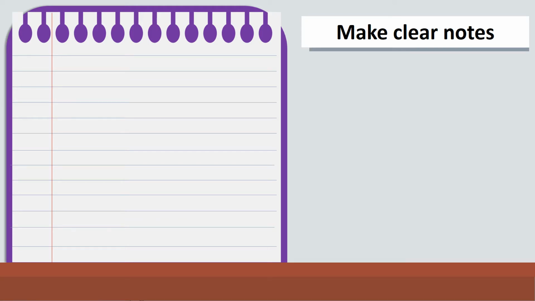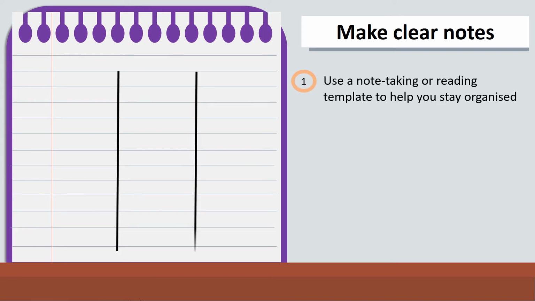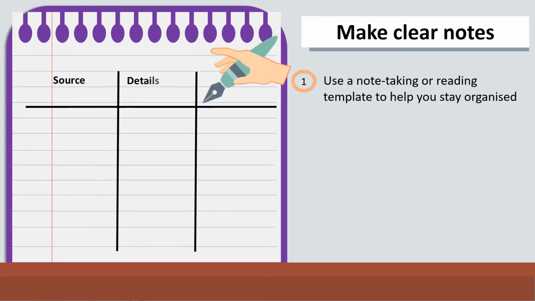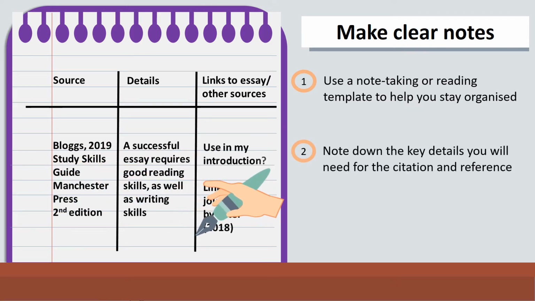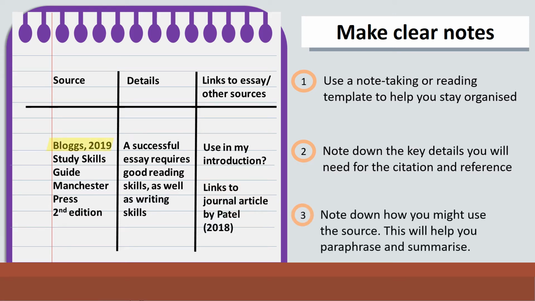Making clear notes will help you to keep organised. It will also ensure that you attribute the work of others accurately. Using a note-taking or reading template like this example makes it easier to note down the key information from sources. Here we also have columns for a summary of key details and how this might link to an assignment or other reading that you do. Secondly, make sure you accurately note down the additional information you will need for a citation and for a reference. And finally, noting down how you might use the source in your work will help you to paraphrase and summarise.